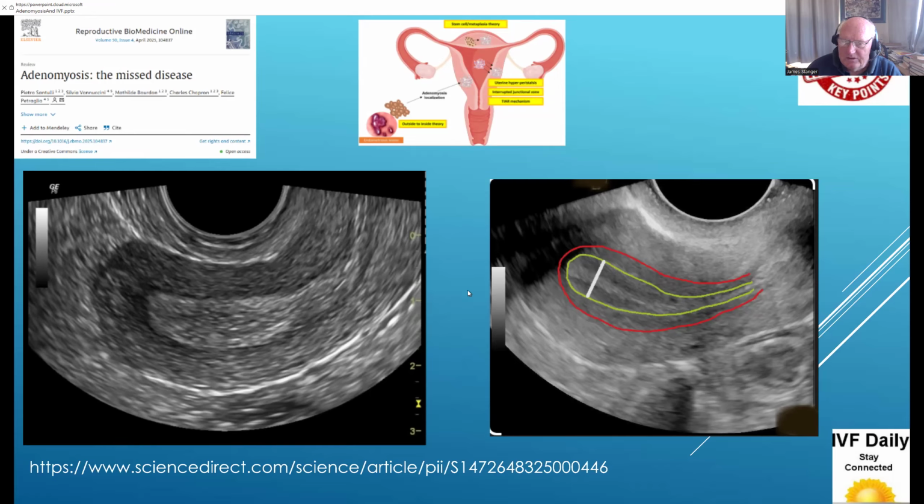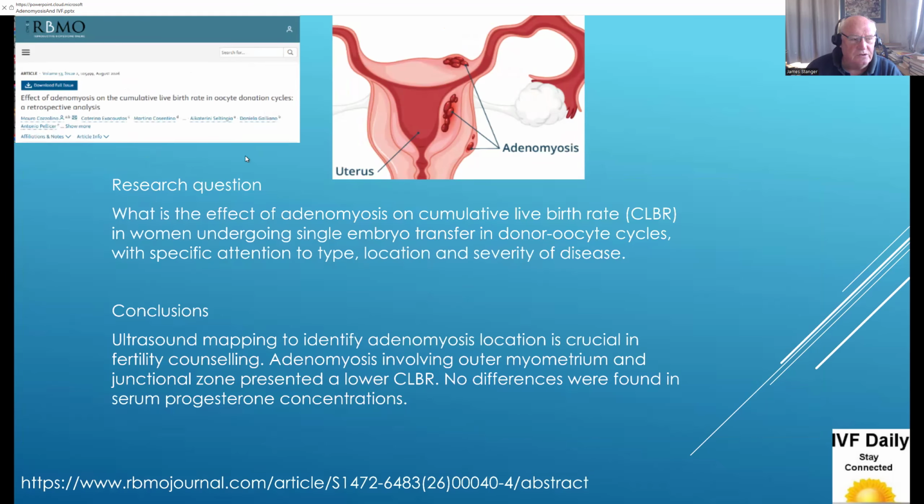I'm going to come back to this because I think the essence of this paper is that the diagnosis of adenomyosis has clinical implications, and I suspect the skills in ultrasonography and identifying adenomyosis is the issue at hand. So let's start with the question that the authors posed. What is the effect of adenomyosis on cumulative live birth rate in women undergoing a single embryo transfer in donor oocyte cycles, with specific attention to type, location, and the severity of the disease?